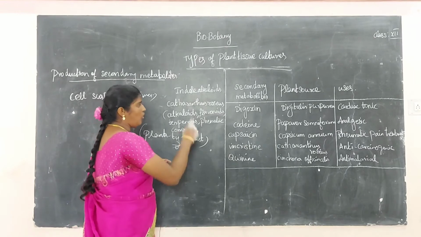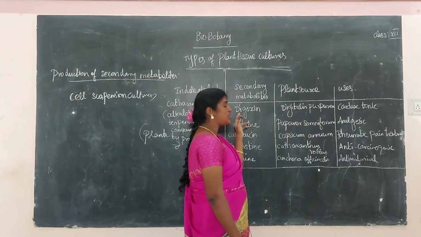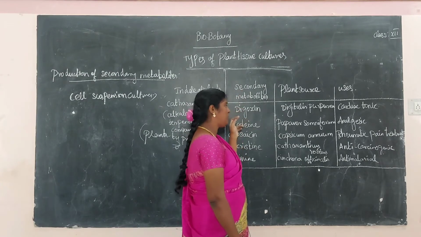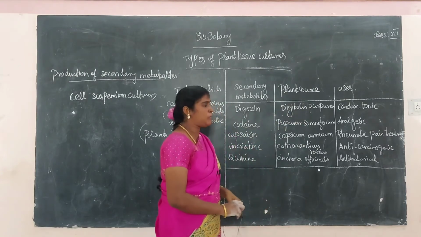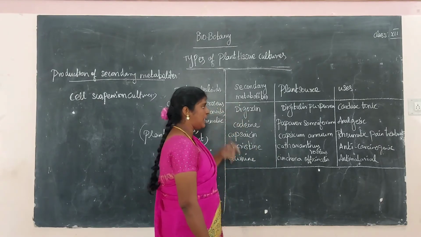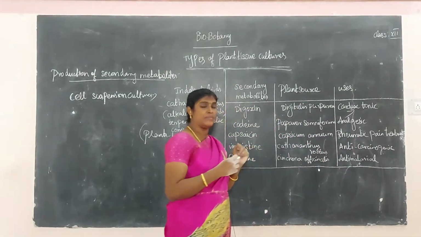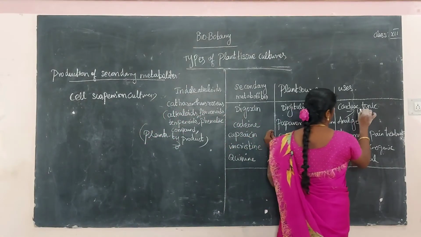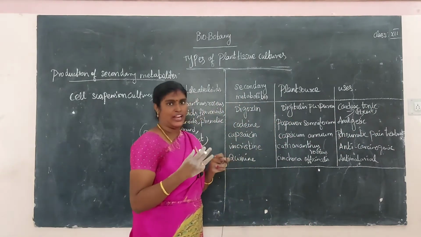So what are the secondary metabolites? The first one is digoxin. The plant source of digoxin is Digitalis purpurea. What is the use of this secondary metabolite? It is mainly used as a cardiac tonic, mainly for heart disease. Cardiac indicates the heart. So this tonic is mainly used for heart failure or heart treatment.